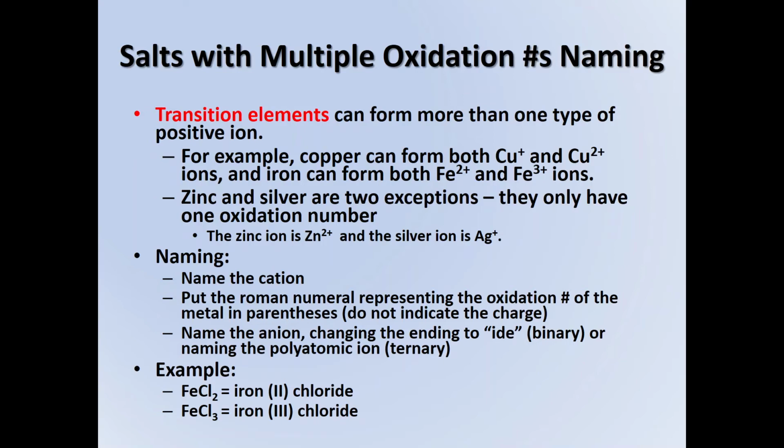The naming scheme goes: you name the cation, then you put the Roman numeral representing the oxidation number beside it in parentheses. You do not indicate the charge, you just put the Roman numeral in parentheses. Name the anion, changing the ending to IDE, or naming the polyatomic if it's ternary. So for example, iron, which has 2 common charges, 2 and 3, becomes iron(II) chloride or iron(III) chloride.